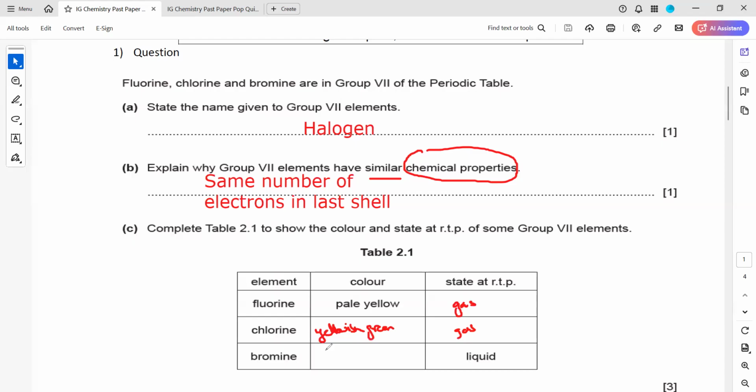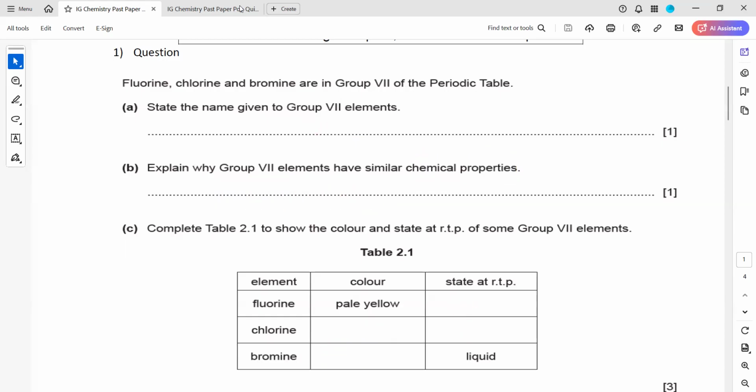And what about the appearance of bromine? Bromine is red brown. So we write red brown for bromine and yellowish green for chlorine. Don't only say yellow, don't only say brown. It will be specific: red brown and yellowish green.